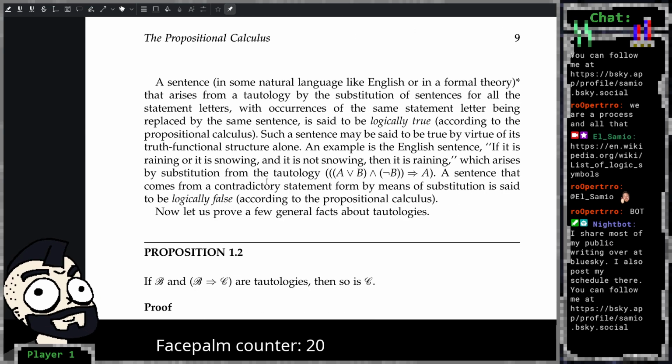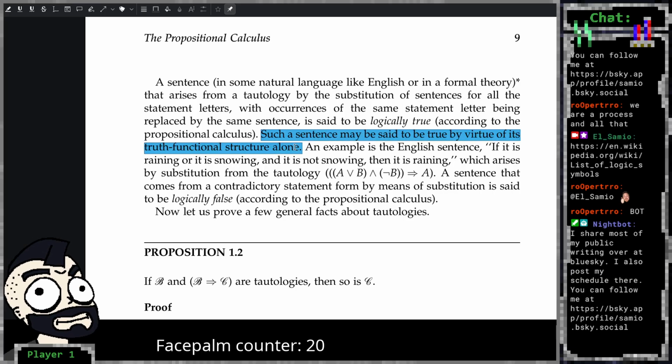A sentence in some natural language like English or in a formal theory that arises from a tautology by the substitution of sentences for all the statement letters, with occurrences of the same statement letter being replaced by the same sentence, is said to be logically true according to the propositional calculus. I really like this part: according to. Always relativizing the fact that we're not talking about truth in any meaningful sense. It's only true in the model, true according to our calculus. Such a sentence may be said to be true by virtue of its truth functional structure alone.